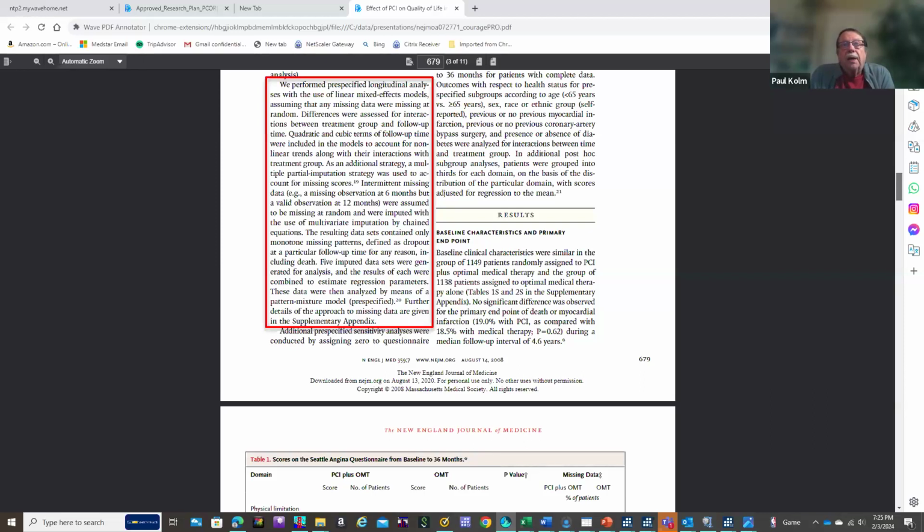And so we also needed to look at whether the pattern of change over time was linear or nonlinear. So we accounted for that. And then we did another analysis where we assumed that the data was not missing at random.